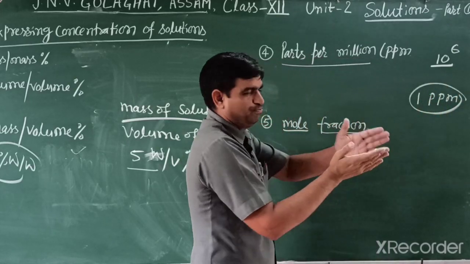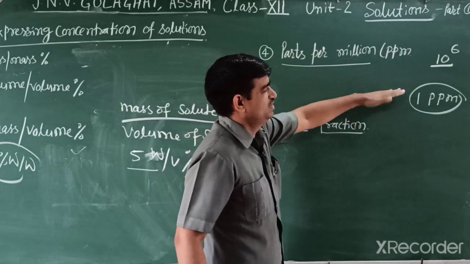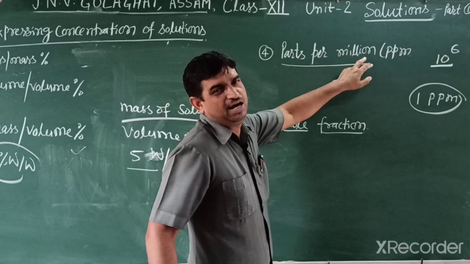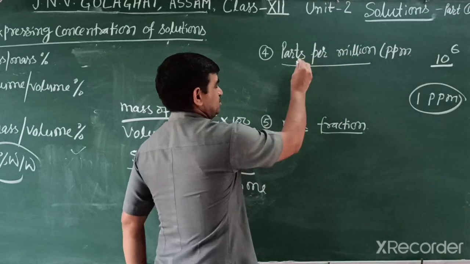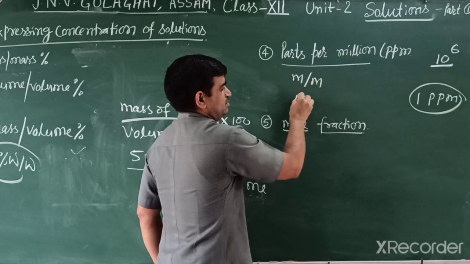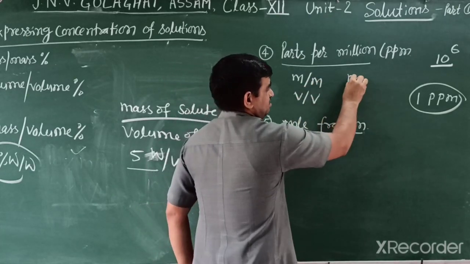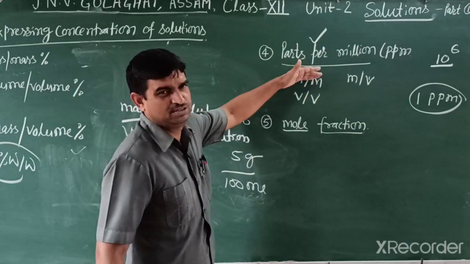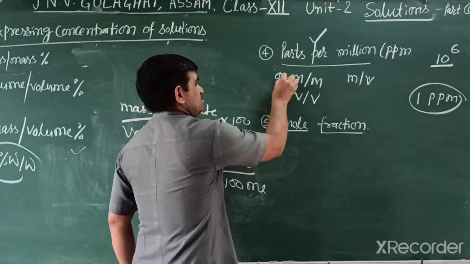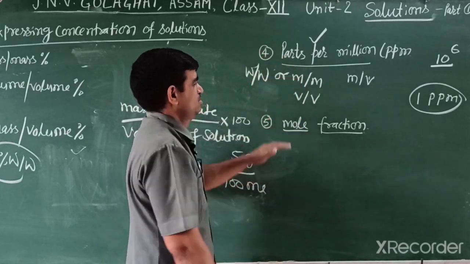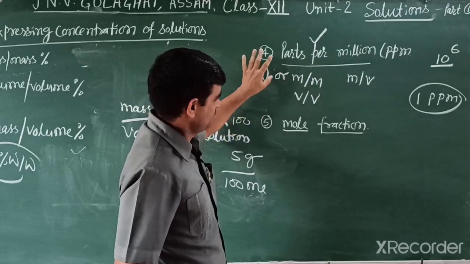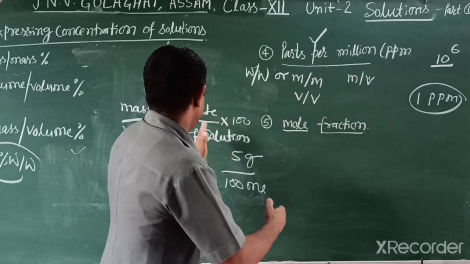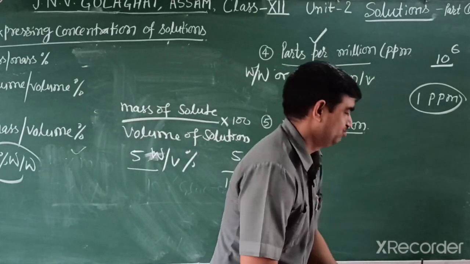It means 1 part of fluoride by the total components of the solution, multiplied by 10 to the power 6. Parts per million can also be divided into 3 types: mass by mass, volume by volume, and mass by volume. Mass by mass you can also say weight, W by W. You can take mass or weight, both are correct. Then volume by volume and mass by volume. In this way, we write 10 to the power 6.